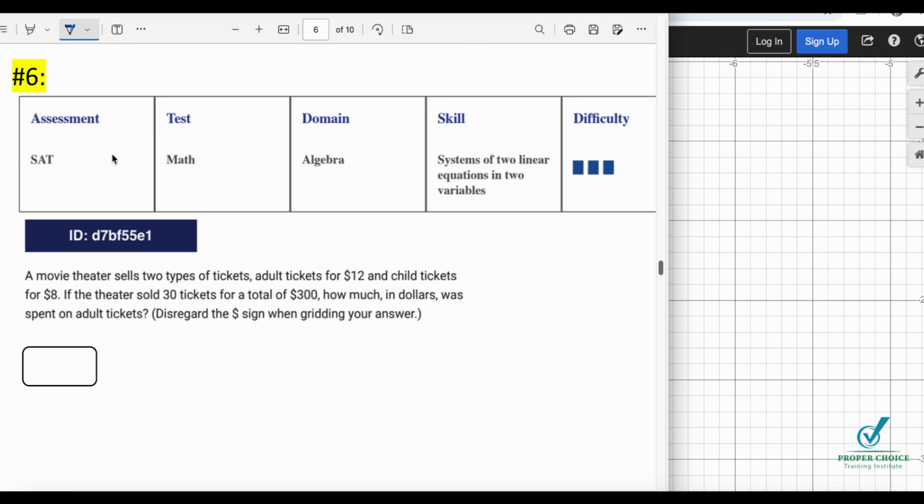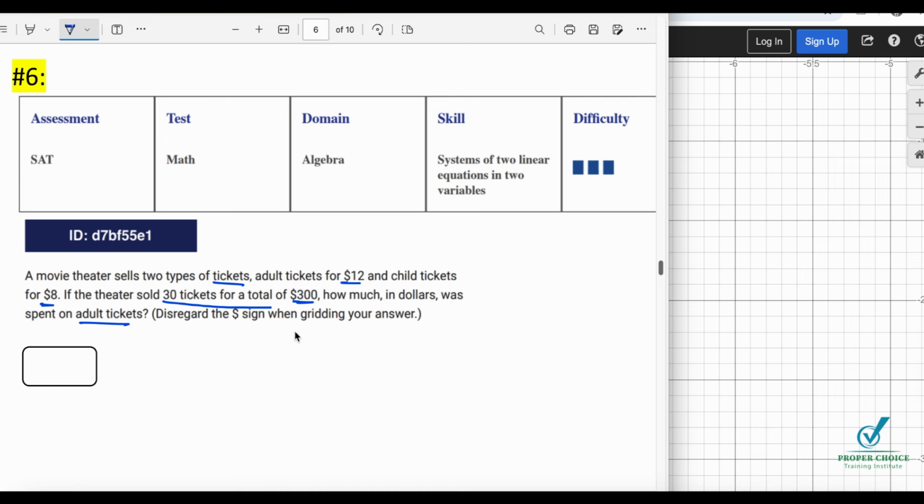These kinds of questions are very commonly tested in SAT because they ask you to create an equation for the situation. Sometimes they ask you to create and solve. This is an example of that. It says that a movie theater sells two types of tickets, adult tickets for $12 and child tickets for $8. If the theater sold 30 tickets for a total of $300, how much in dollars was spent on adult tickets?